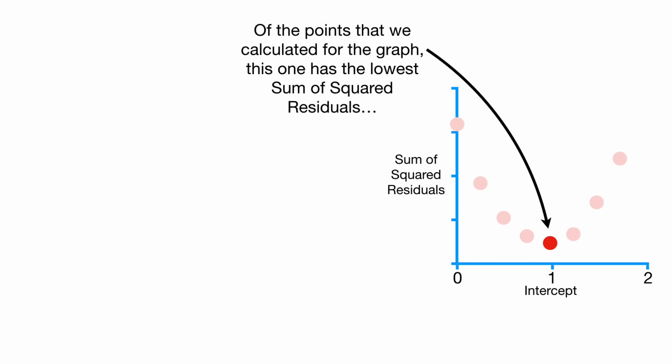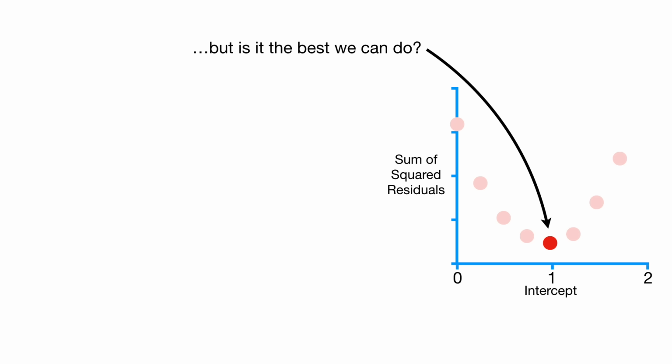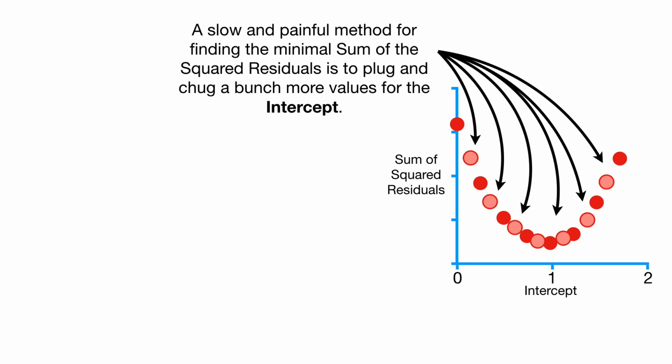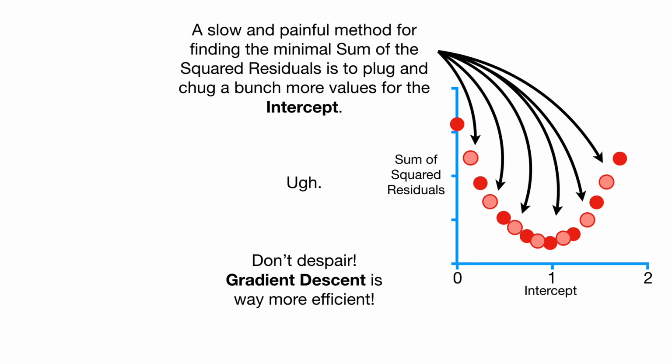Of the points that we calculated for the graph, this one has the lowest sum of squared residuals. But is it the best we can do? What if the best value for the intercept is somewhere between these values? A slow and painful method for finding the minimal sum of the squared residuals is to plug and chug a bunch more values for the intercept. Ugh. Don't despair. Gradient descent is way more efficient.